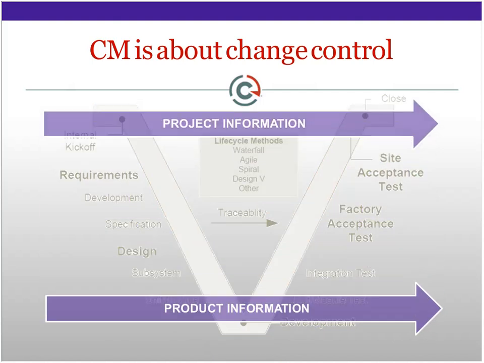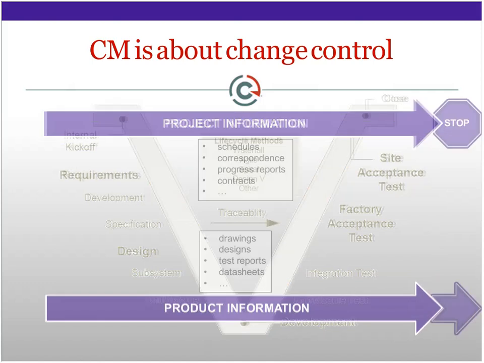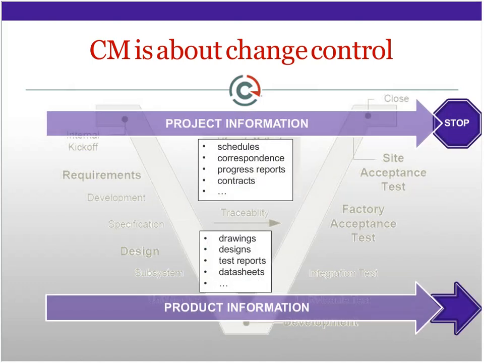Roughly, we can identify two kinds of information flows: the product information and the project information. As I look at it, project information is about the planning schedules, the correspondence with your customer, progress reports, contracts, all that kind of stuff. Then you also have the product information and the technical information that define your product: electrical drawings, mechanical drawings, design, software code, test reports, data sheets, and so on.